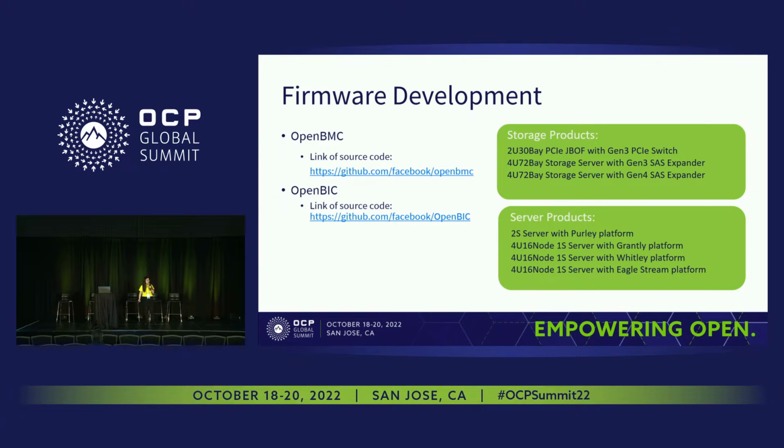Wiwynn has joined the firmware development of OpenBMC and OpenBIC for a few years. Here are the source links. We devoted ourselves to developing several storage and server products. For the storage product, we've developed a JBOF with Gen 3 PCIe switch and some storage server with Gen 3, Gen 4 expander. And for the server product, we've developed a 2-socket server with Pearly platform and some multi-node server with Grantley, Wheatley, and now EagleStream platform.